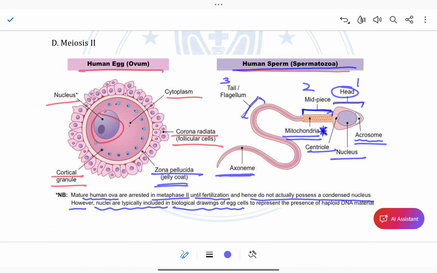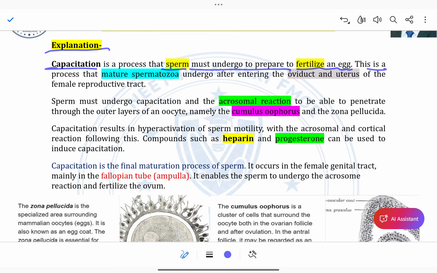Come to the explanation of capacitation. So I will let you know capacitation. It is the process that a sperm must undergo to prepare to fertilize an egg. This is a process that mature sperm undergo after entering the oviduct and uterus of the female reproductive tract.